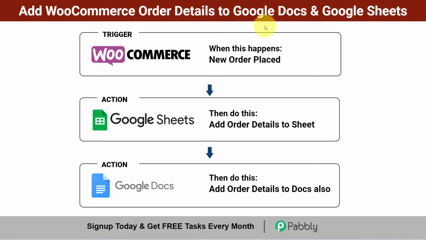Add WooCommerce order details to Google Docs and Google Sheets automatically. So in this video, I'll show you how you can connect your WooCommerce store with Google Sheets and Google Docs so that whenever any new order is placed by a customer into your store, the same order details will be added automatically to Google Sheets, and even a new document will be created automatically on every new order, and again the order details will be added in that new document as well.